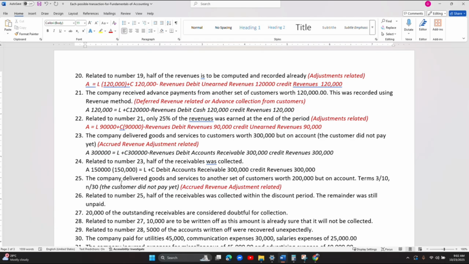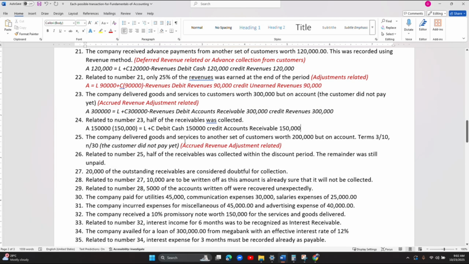That is the transaction analysis for transaction number 24. There will be no entries for the liabilities and the capital. The debit is of course cash, 150,000, and then you have credit accounts receivable of 150,000. So that's the entry for number 24.